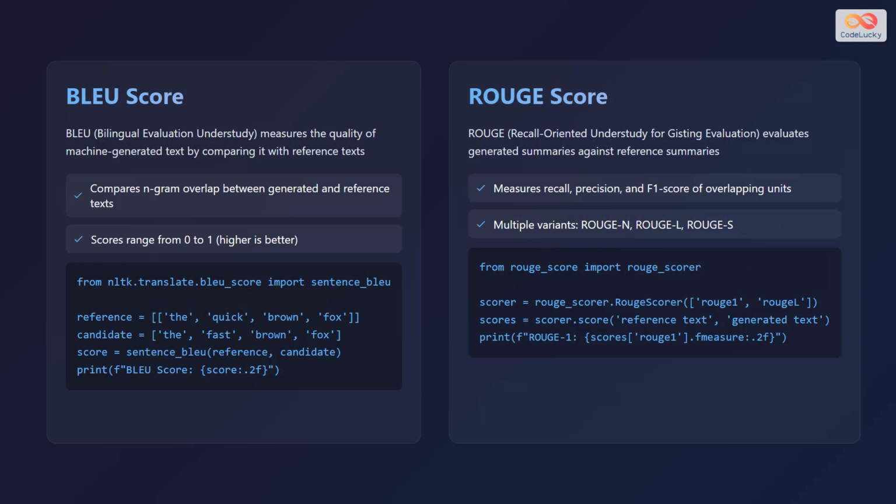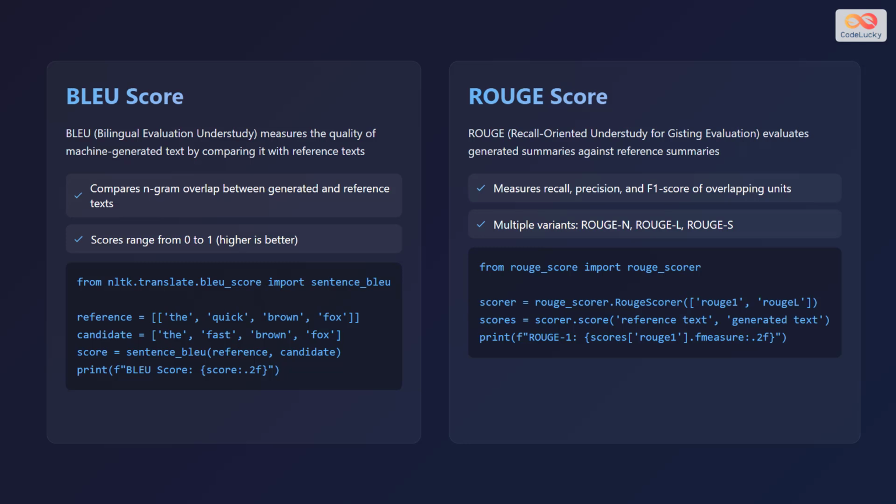Let's discuss generative AI metrics. First, let's dive into BLEU score. BLEU, which stands for Bilingual Evaluation Understudy, measures the quality of machine-generated text by comparing it with reference texts. It compares n-gram overlap between generated and reference texts, and scores range from 0 to 1 where higher scores are better. Here's an example of calculating BLEU score.